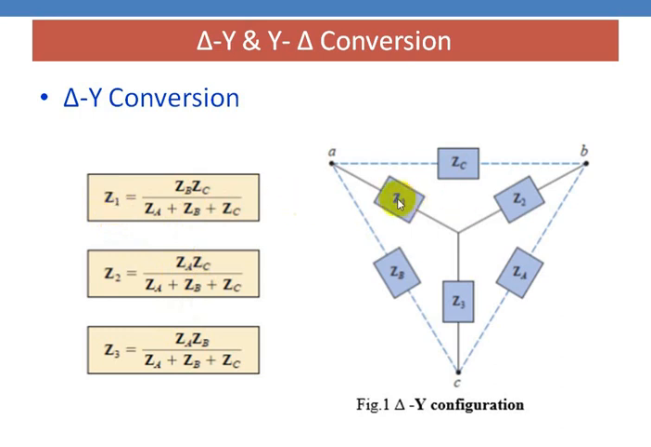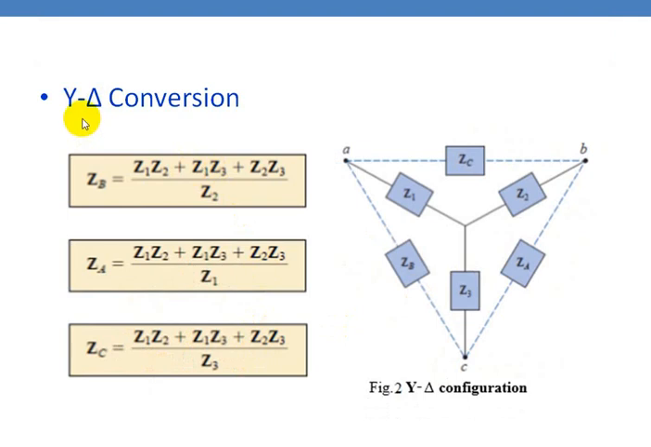Take Z1, this is connected to node A. So for node A, you find out what impedances are connected to this point in the delta network, that is ZB and ZC. So in the numerator you write ZB into ZC divided by the sum of all the impedances of the delta connected network. Similarly for Z2, ZC and ZA are connected, write it in the numerator. So ZA into ZC divided by ZA plus ZB plus ZC. Similarly Z3, ZA into ZB divided by the sum of all the impedances of the delta connected network.